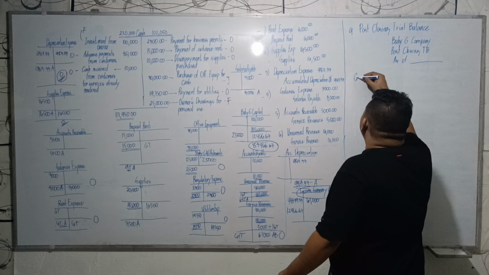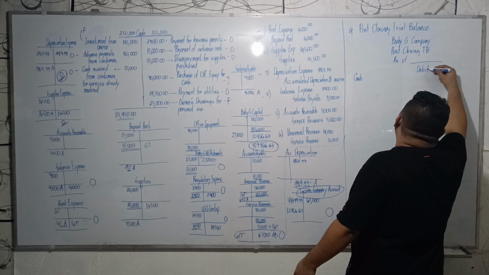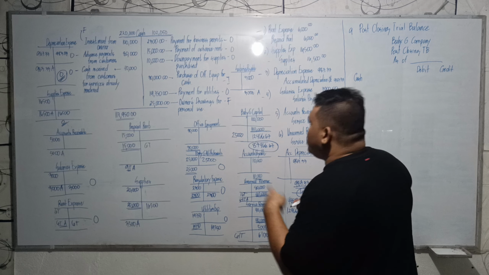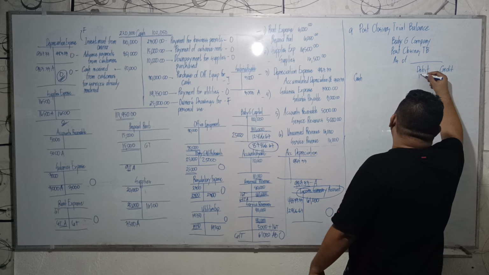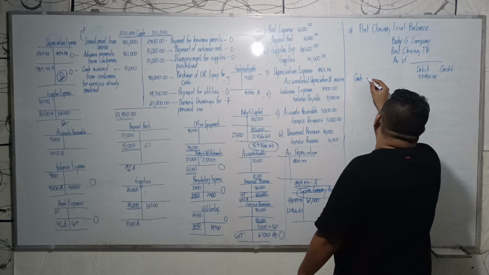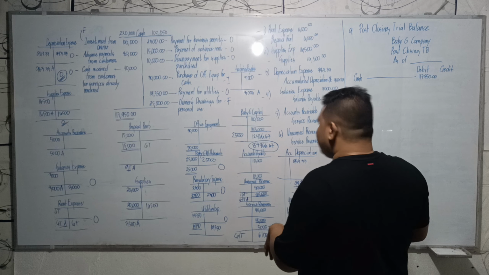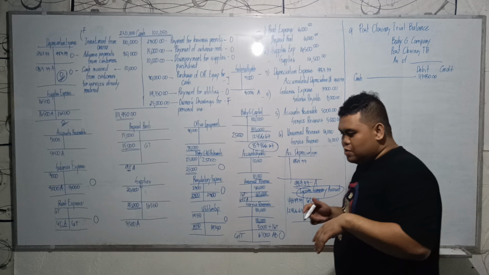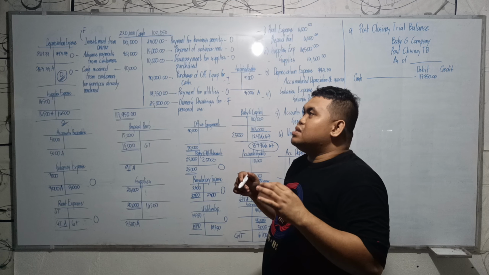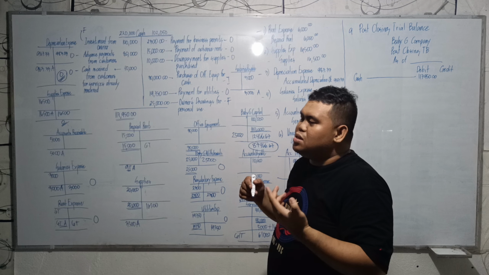So, we'll start with always the cash, and we have the debit, and we have the credit. So, the cash has a normal balance of debit. So, let's put 117,950. So this was the cash, the unadjusted balance of cash, the adjusted balance of cash, and the closing balance of cash. So it's not really that difficult to determine the concept of closing balance, adjusted balance, and the unadjusted balance.